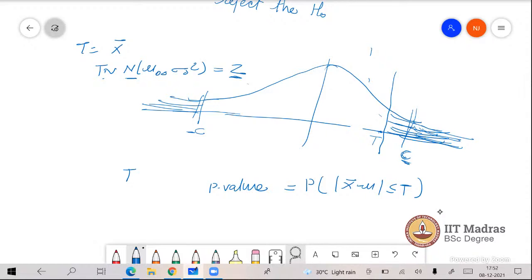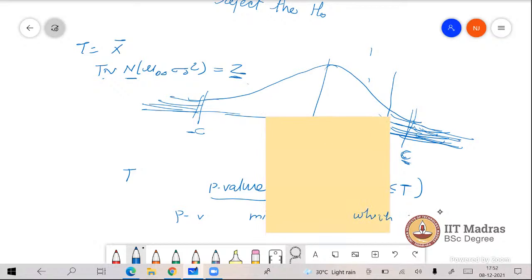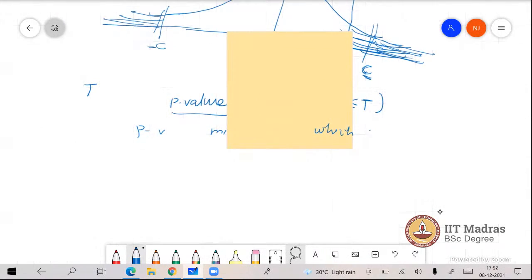Sir, is it the general rule that if the p value is less than alpha, then we reject H naught, otherwise we accept? Go for the definition of P value. P value says that it is the minimum significance level at which you reject. It is the minimum alpha at which you reject.